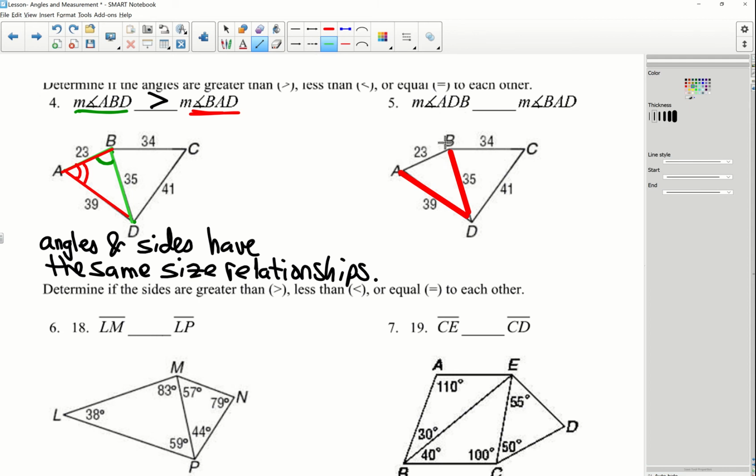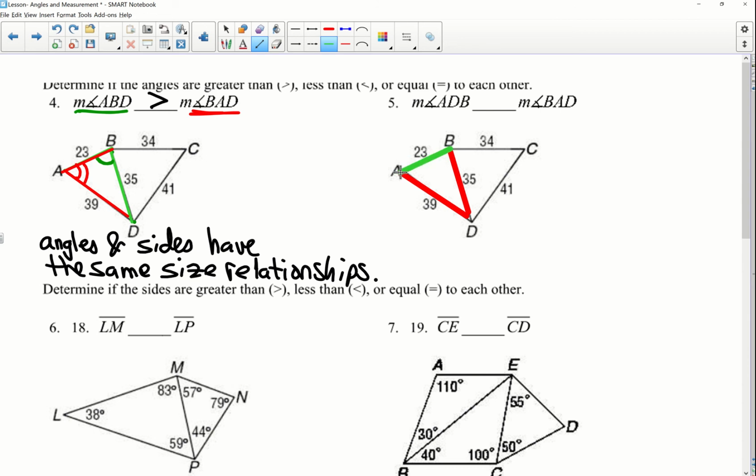The next one is BAD again. So B, A, I'll just try to draw it alongside it a little bit. It's a little tough to see, but ADB opens up onto a side length of 23, whereas BAD opens up onto a side length of 35. So one has to open a lot more than the other in order to get where it needs to go. The one that has to open up more than the other is BAD. So the first angle is going to be smaller than the second one.